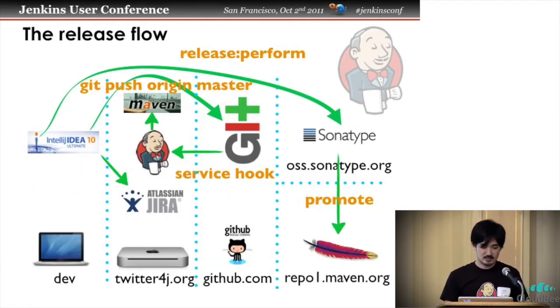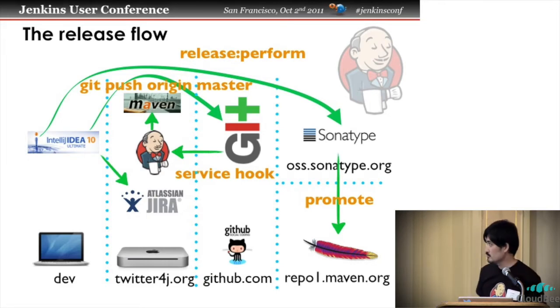And here's a release flow. There's nothing fancy here, but let me explain a little bit. I file a Jira issue first. It could be a bug, it could be a feature, a new enhancement idea. And I implement those features or fix bugs using IntelliJ IDEA. And once I finish, I push those changes to GitHub. There's a service hook configured in GitHub, and GitHub triggers Jenkins to build and invoke Maven. And Maven will run all test cases existing in my project.